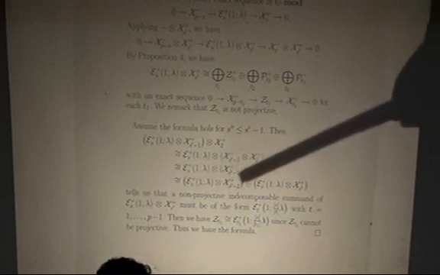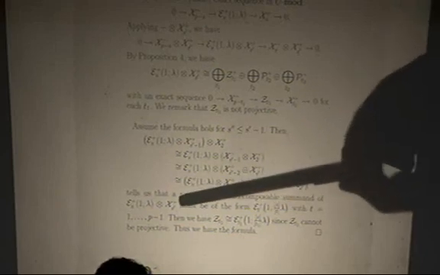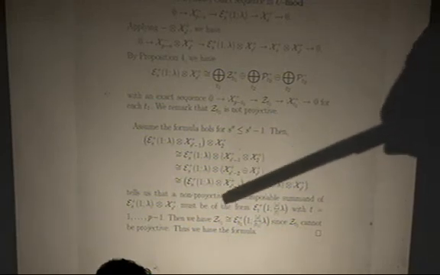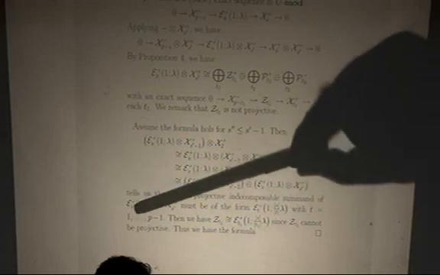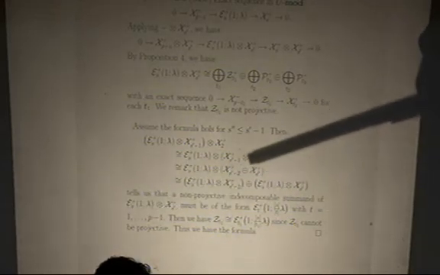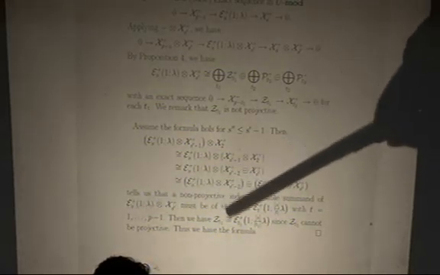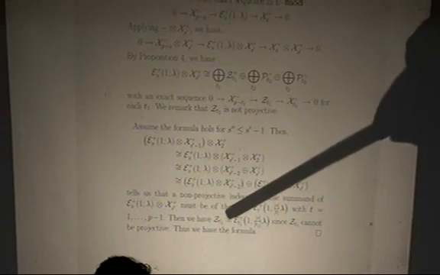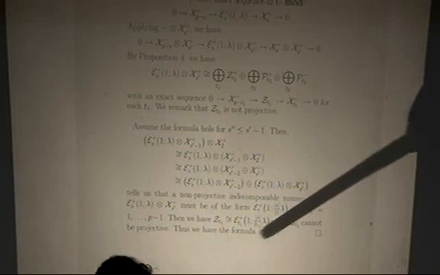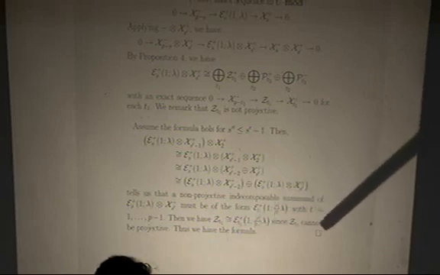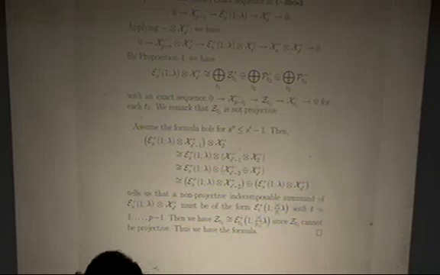This formula tells us that the non-projective indecomposable summand of this one must be of the form of this one with t equal to 1 to p minus 1. Then we have Z sub t1 must be isomorphic to this one, since Zt1 cannot be projective. So that we have the formula.